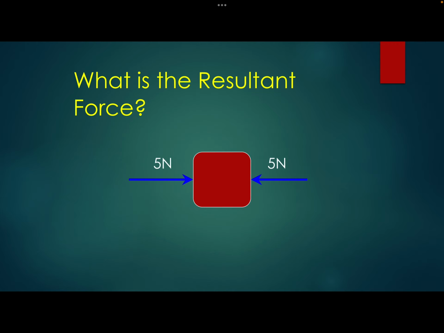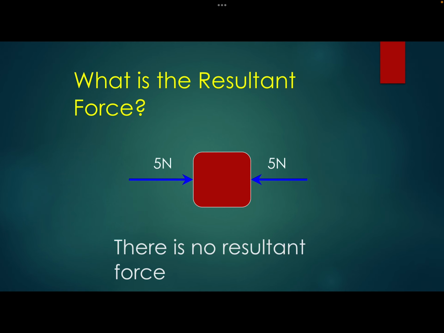Okay, next one. Okay, you can see they're the same size. That means there is no resultant force. 5 minus 5 is just 0. No resultant force.